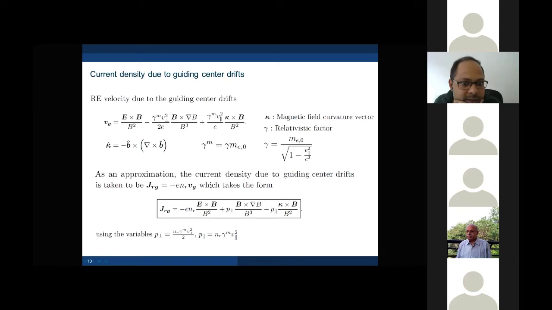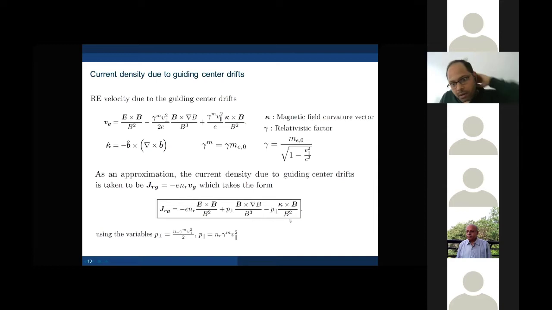And now as a simple approximation, if we just take the current density due to the guiding center velocities itself, then it would be just the charge times n_r times this velocity. So that would lead to a current density due to the guiding center drifts in this form. Basically, you see the same terms here, but I've just clubbed these terms into what are called P perp and P parallel, but there's nothing different that you see here.